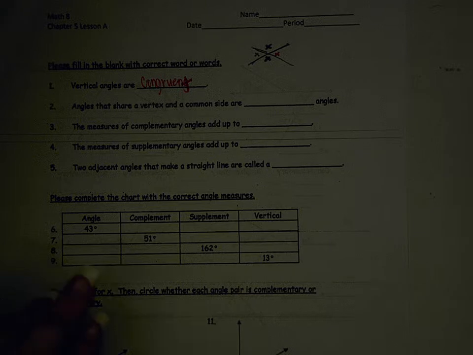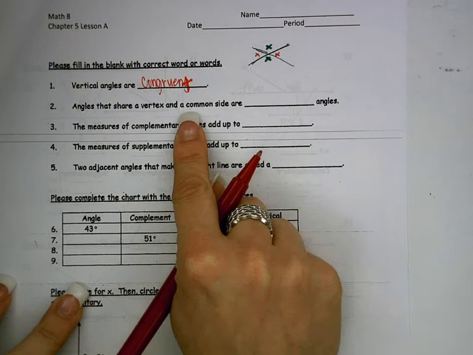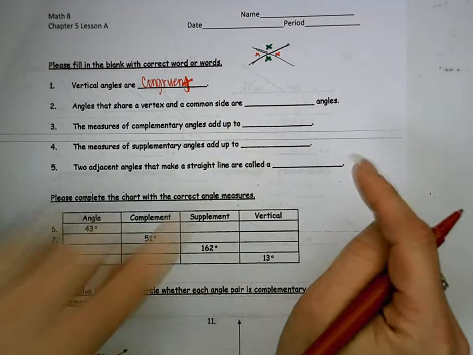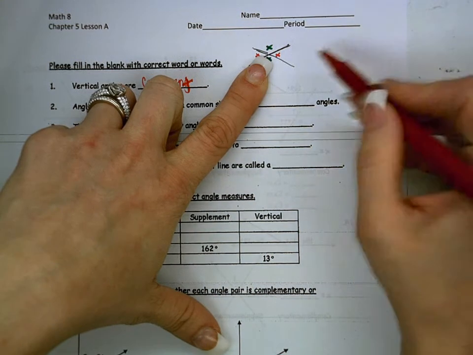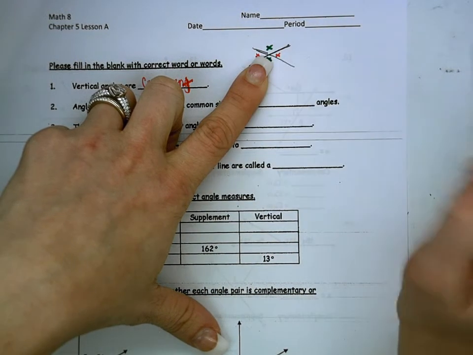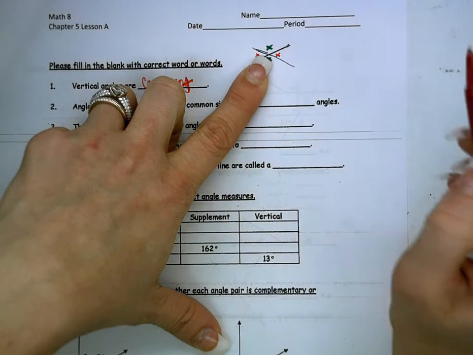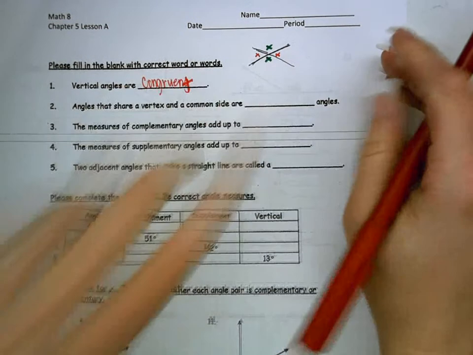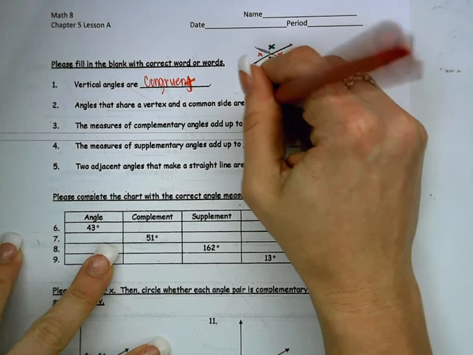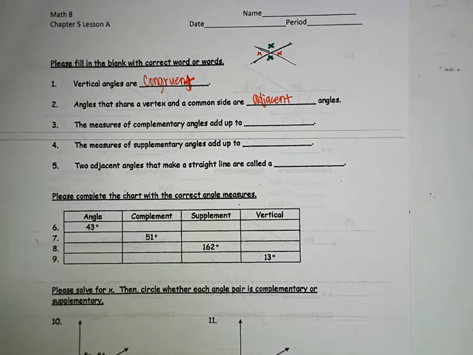Vertical angles are congruent. So that means they are equal to each other. Angles that share a vertex and a common side, like this one and this one, what would you call those? They're next to each other, so they're attached to each other. What's another word for attached to? Adjacent, right. So our adjacent angles.